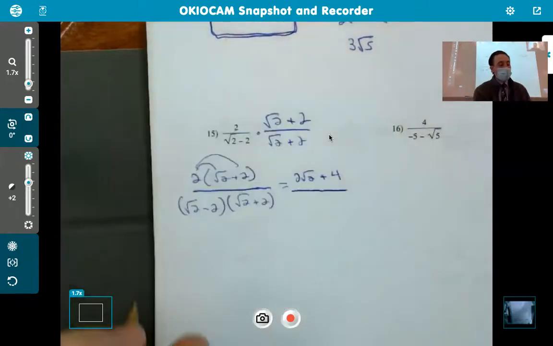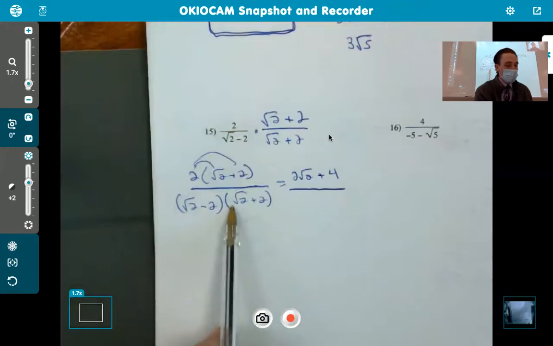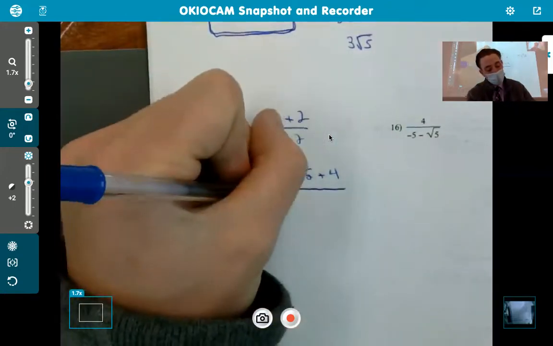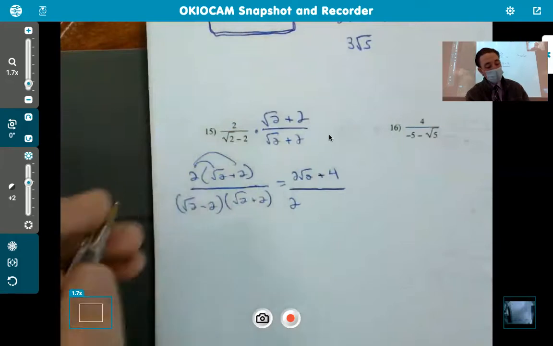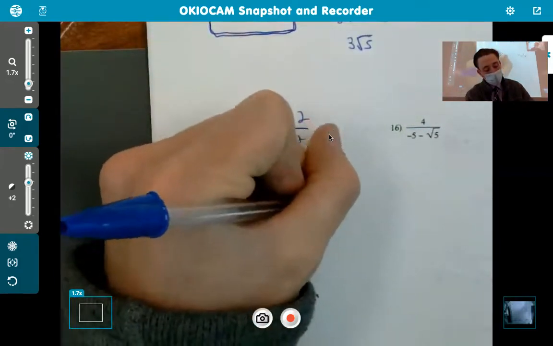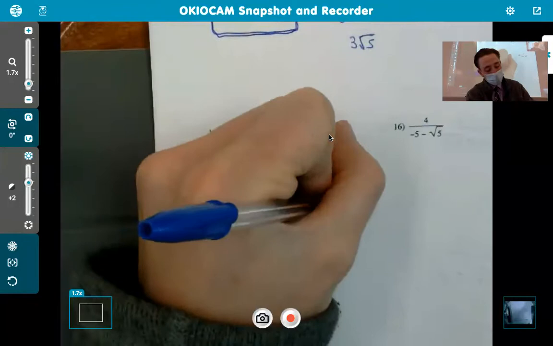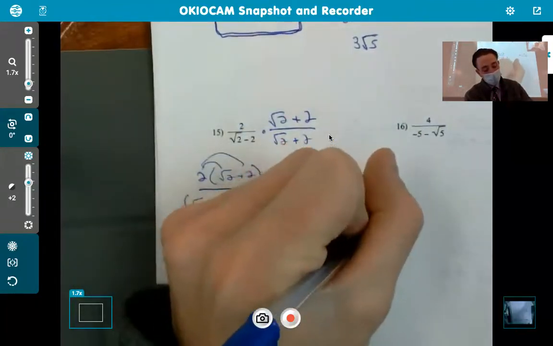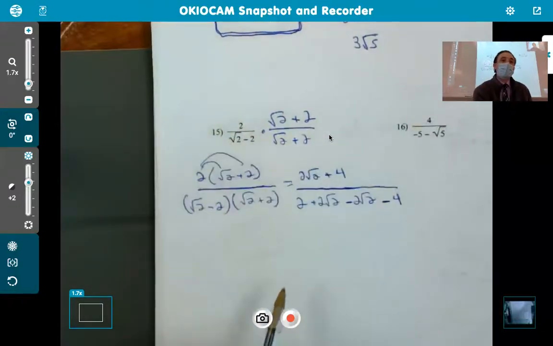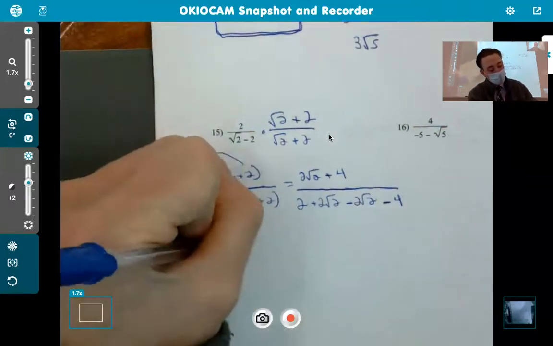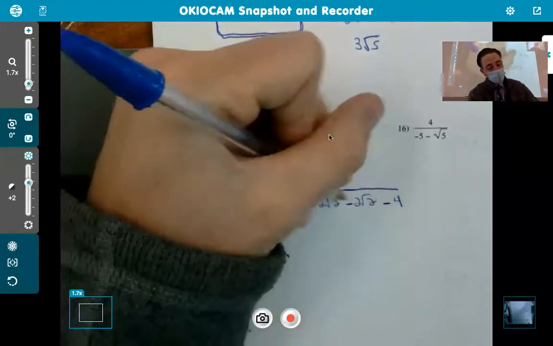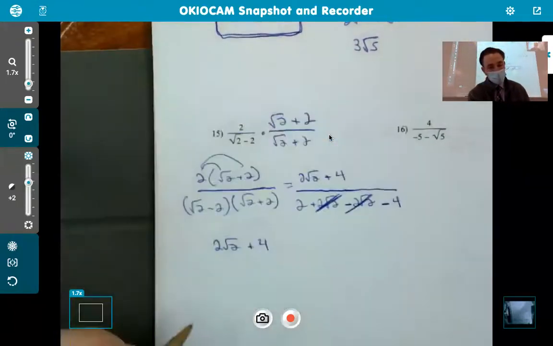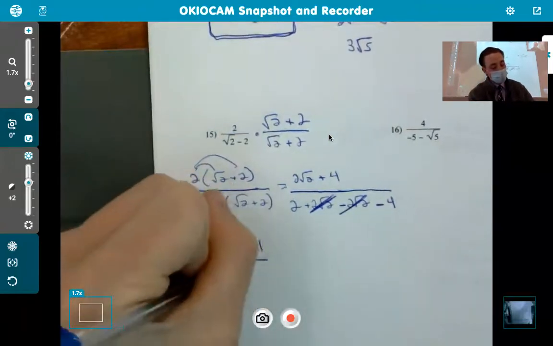In my denominator, when I FOIL, what's root 2 times root 2? What's 2 times root 2? What's negative 2 times root 2? And then what's negative 2 times 2? Good. Everybody good so far? Well, 2 root 2 plus 4 will stay in the numerator. In my denominator, the middle terms will cancel. 2 minus 4 gives me negative 2.